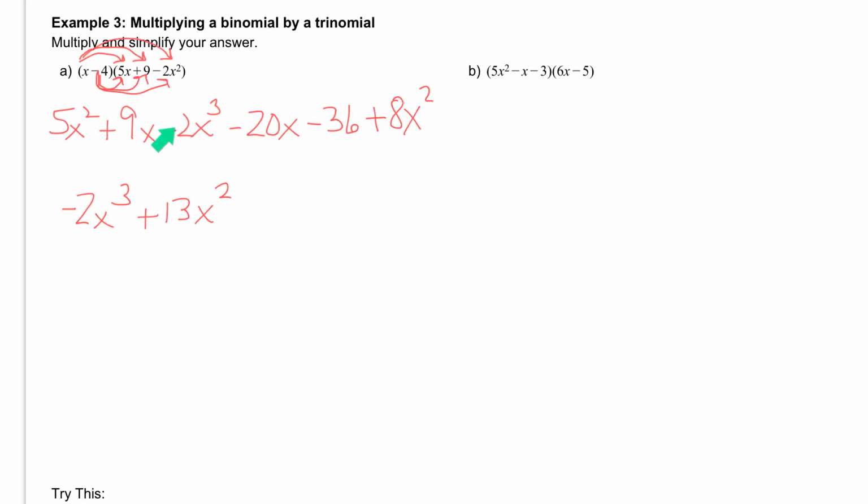Then I'm looking for anything with an x. I have a 9x and a negative 20x, which will give me negative 11x. And then finally I have my constant, which is negative 36.